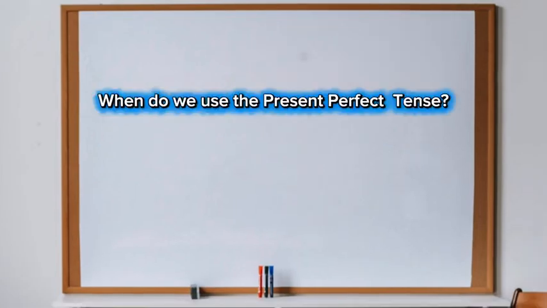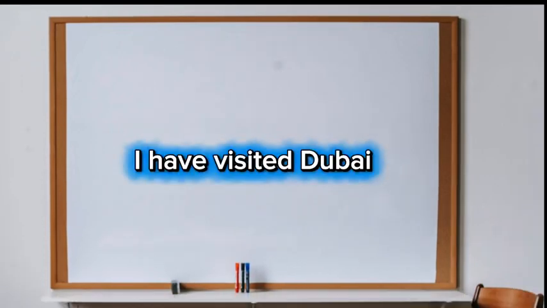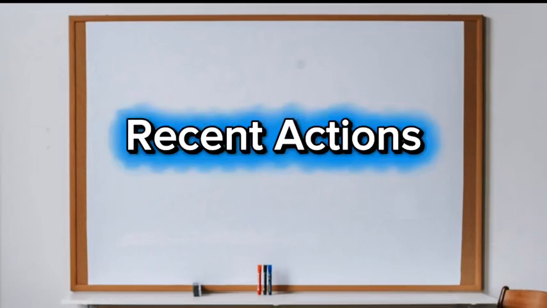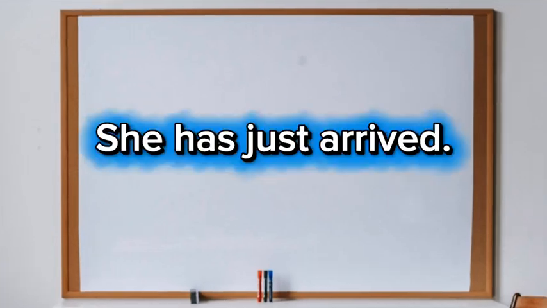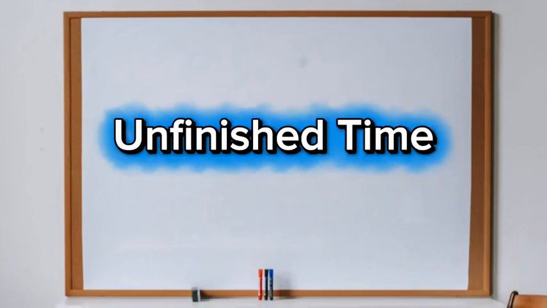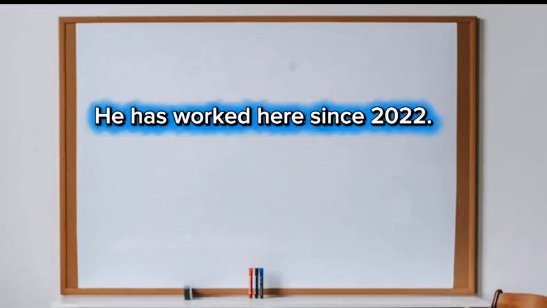When do we use the present perfect tense? Experience: I have visited Dubai. Have you ever flown on a plane? Recent actions: She has just arrived. I have already eaten. Unfinished time: We have lived here for five years. He has worked here since 2022.